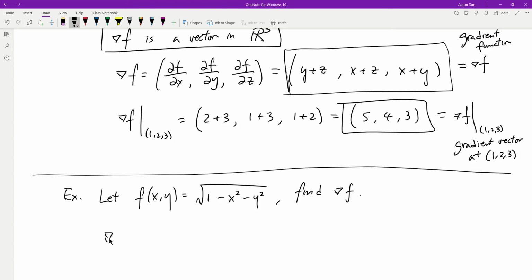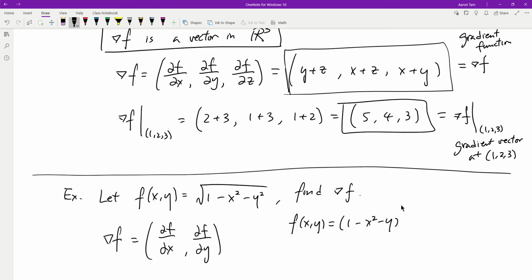So this is pretty straightforward. To find the gradient of f, or in this case, I guess the gradient function, will basically equal df over dx and df over dy. So it's just a matter of knowing how to differentiate this thing. To do that correctly, what I'm going to do is first rewrite f of x, y equal to radical 1 minus x squared minus y squared to be just (1 minus x squared minus y squared) to the 1/2 power. So that's what the radical stands for.